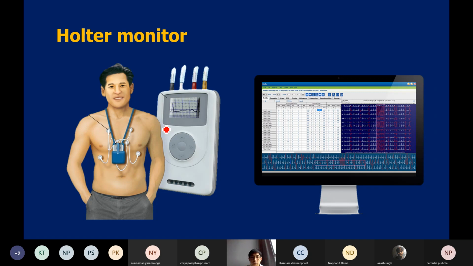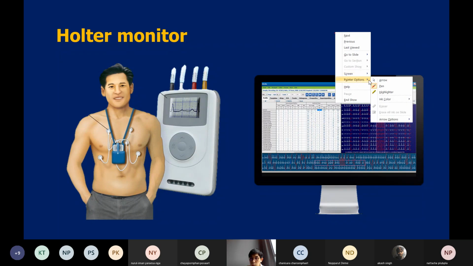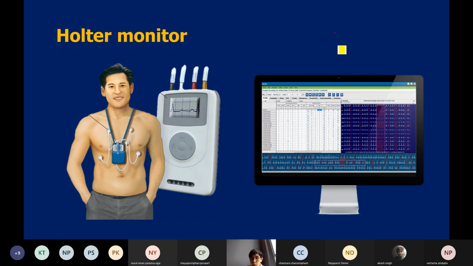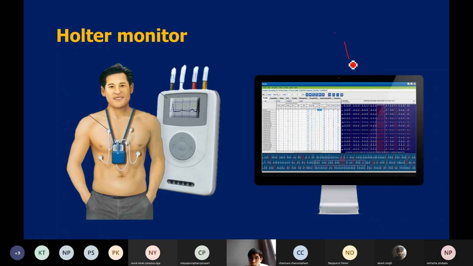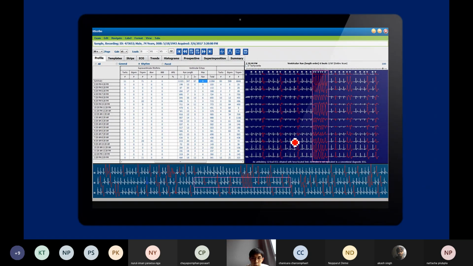After we have attached it for some time, like 24 or 48 hours, on the right here is how we interpret the ECG. It would come into this form, and we can see that in this patient there is something abnormal in his ECG. This is how we interpret it.